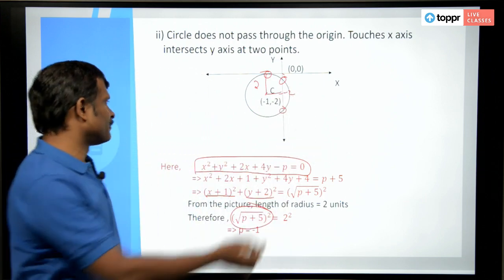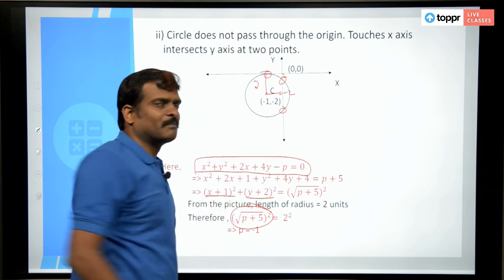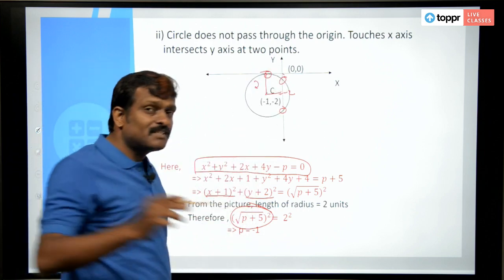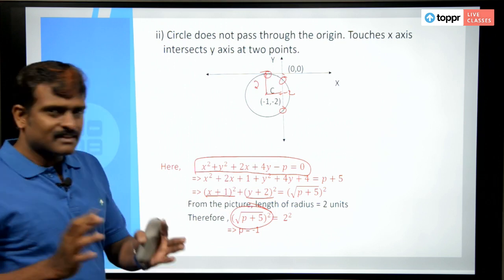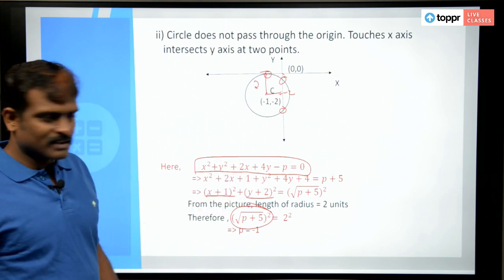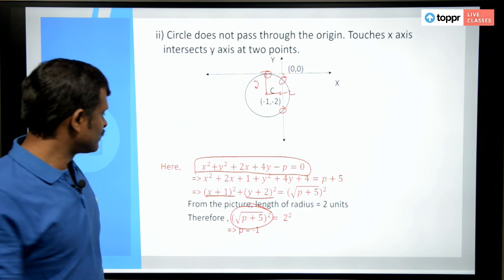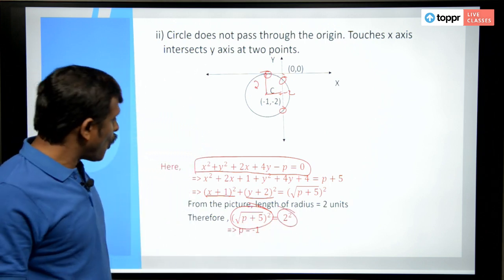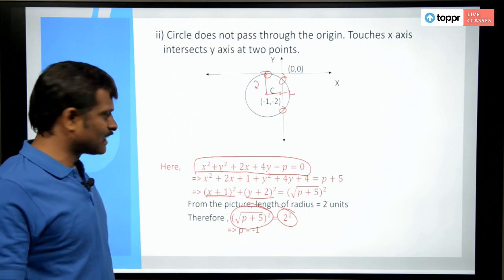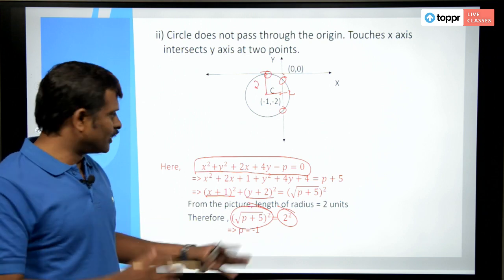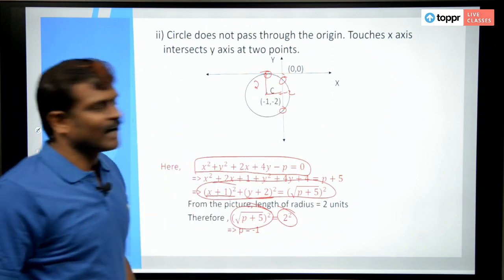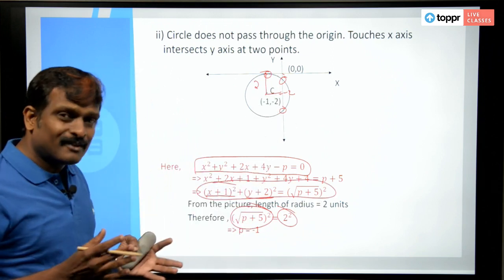You are coming from the origin up to minus 2, that means the distance from this point of contact, where it is touching the x axis, to the center is 2, which is nothing but the radius, correct. So here, what is my radius now? (P plus 5) whole square is equal to 2 square, which means I am equating the radius in both cases, from my equation and from the diagram, right.